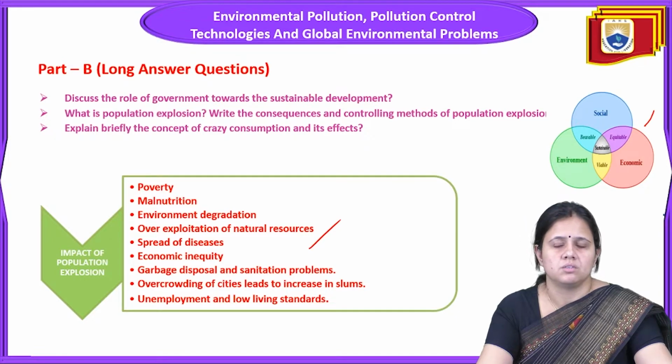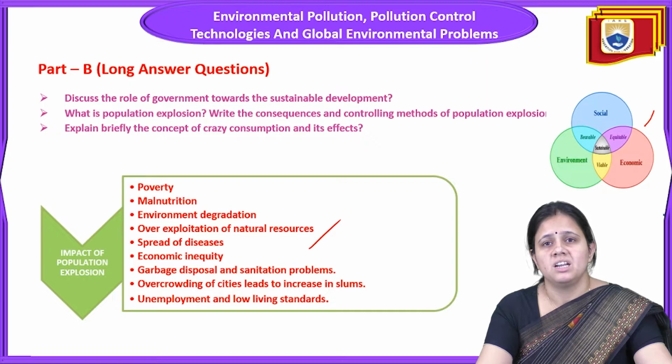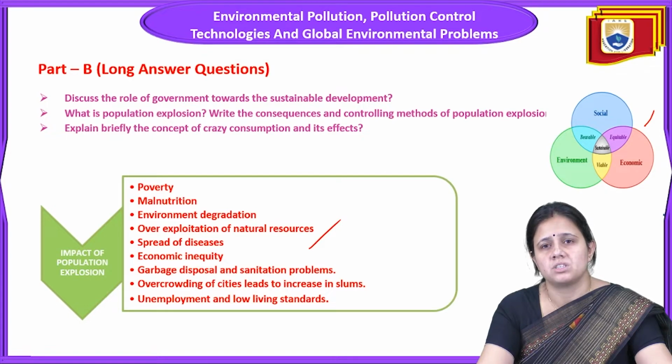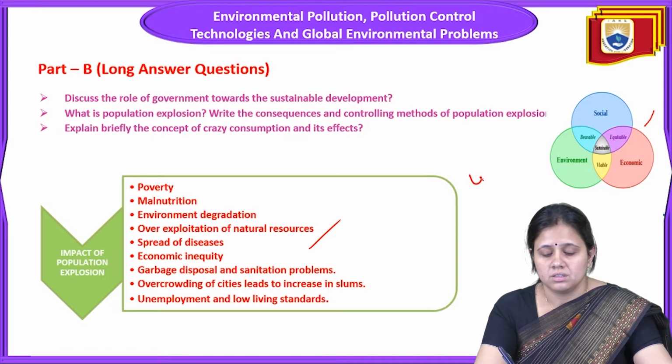And you can write the controlling methods, like poverty should be reduced, literacy should be there, a healthy lifestyle should be there. It means sustainability should be there. All these are the different controlling methods for population explosion. First of all is literacy.